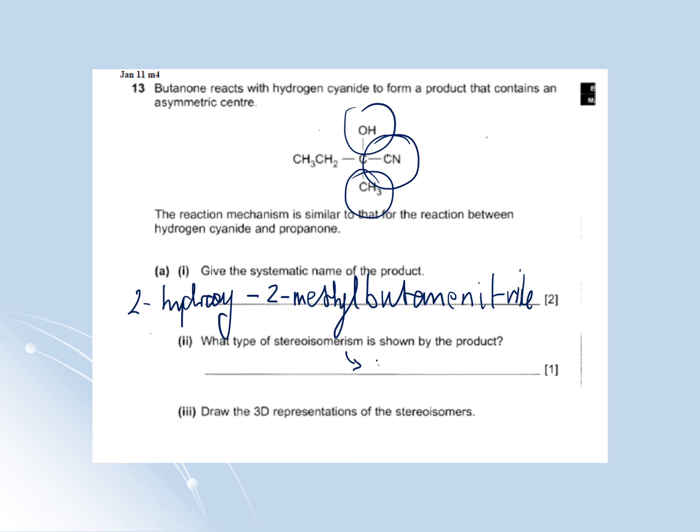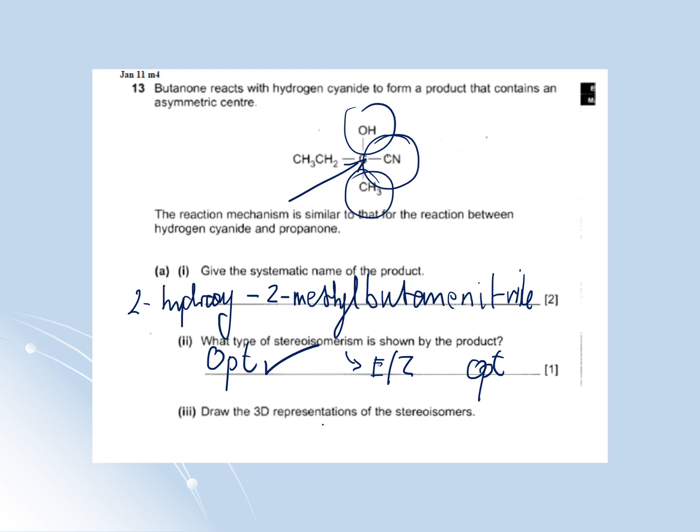What type of stereoisomerism is in this product? So the 2 types of stereoisomerism, remember, are geometric, which is EZ, or optical. That's our 2 options. Well, there's no double bond in it, so it's certainly not going to be EZ. It's going to be optical because that carbon there, if you look at it, has 4 different groups around it. So the answer would of course be optical.